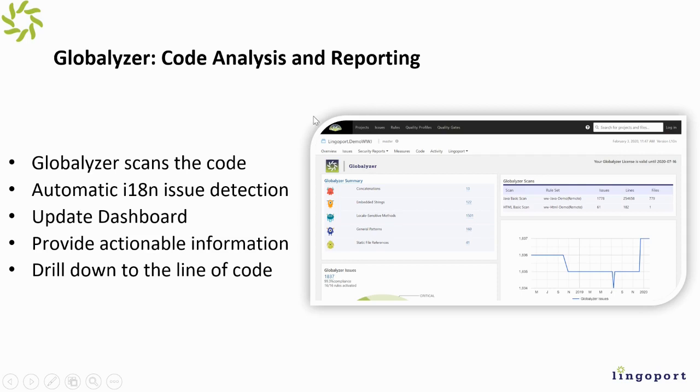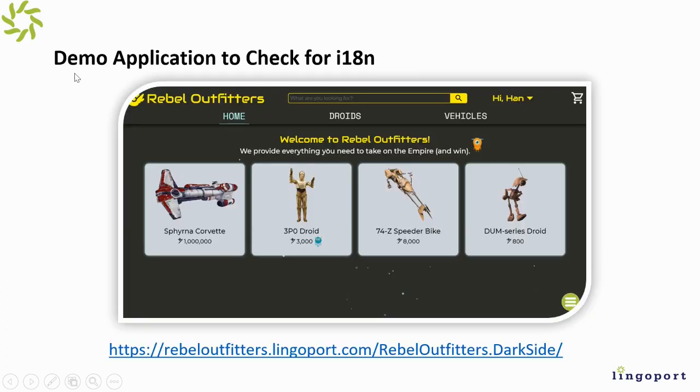It's a scanning and reporting product. It scans the code, it detects internationalization issues. Typically, it updates a dashboard and provides actionable information. You can drill down to the line of code from that dashboard. In order for you to see what it can do, you can navigate to rebel@lingoport.com for rebel@'s dark side.